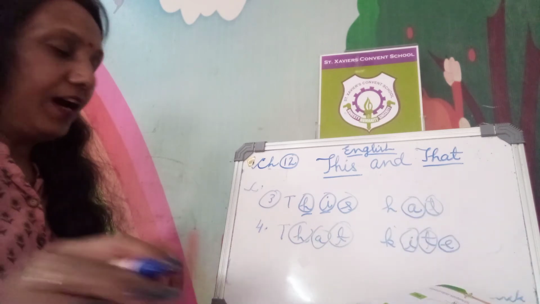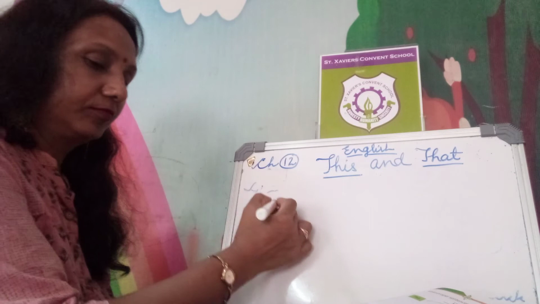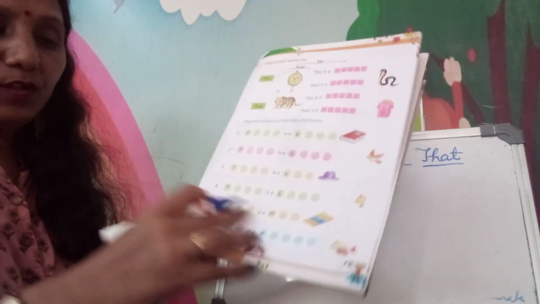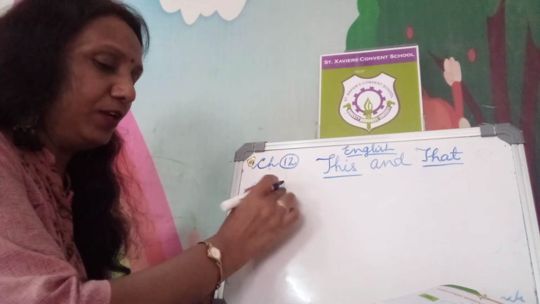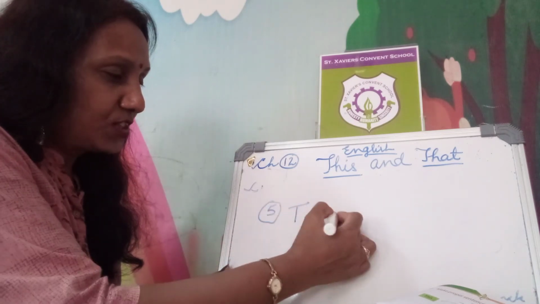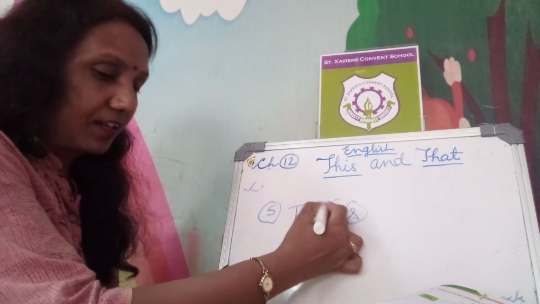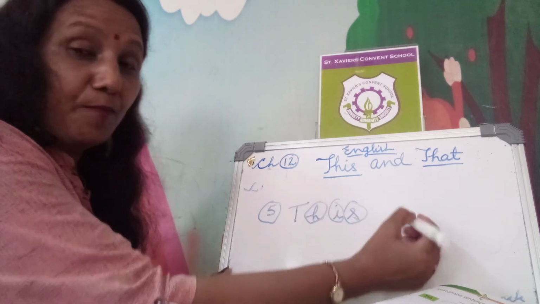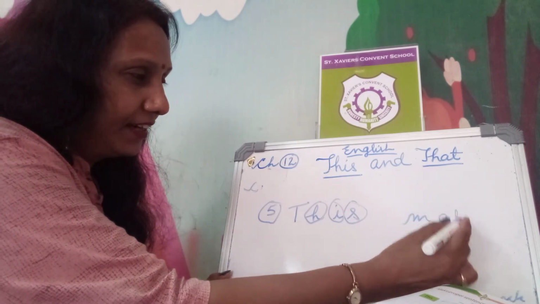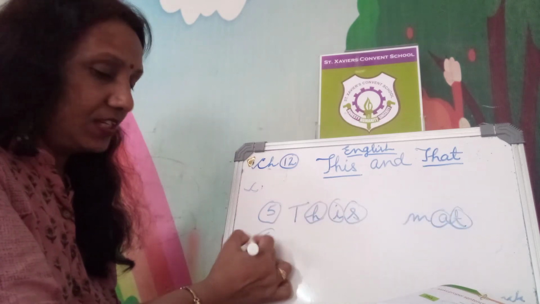Number point 5. Mat is near to us, so this is a mat. Spelling of this, tell me, you all, speak with me. T-H-I-S. This is a mat. Spelling of mat you must know. M-A-T. Mat.